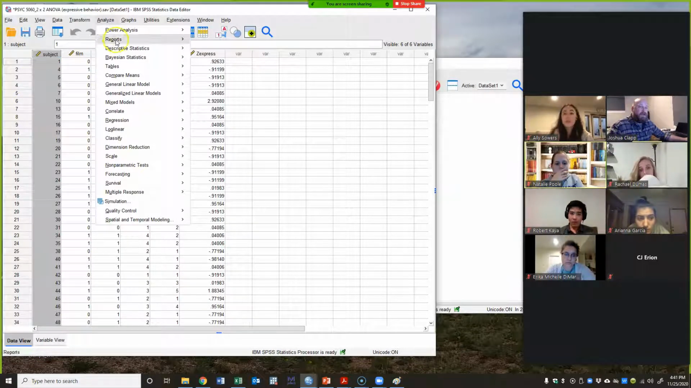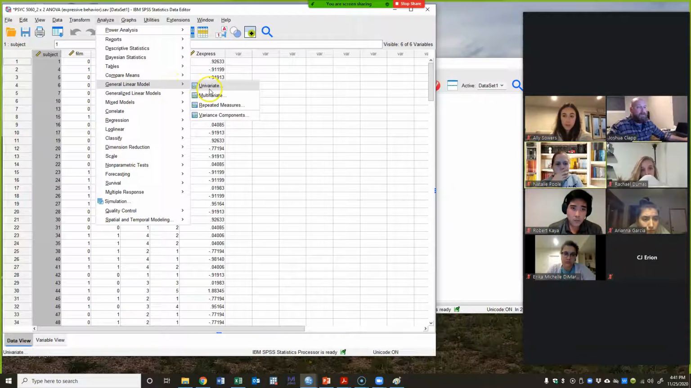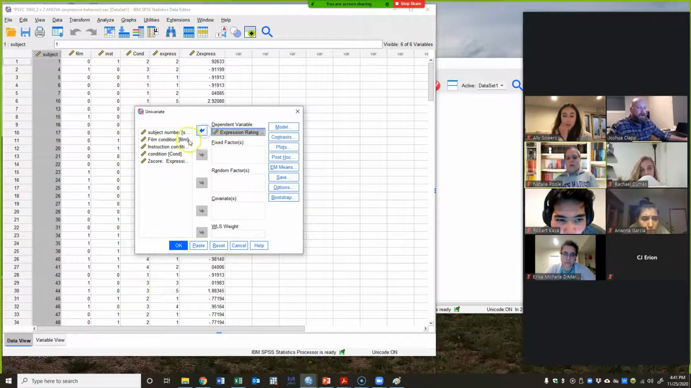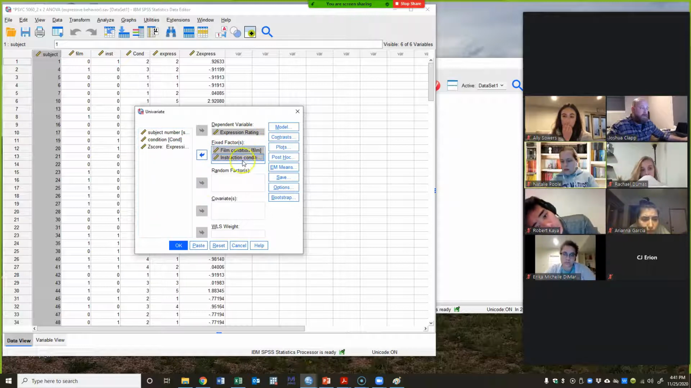I'm going to go to Analyze, General Linear Model, and then Univariate. Okay. I want expression rating to be my dependent variable. My fixed factors are going to be my film condition and my instruction condition. Okay, we put those there, right? I don't have any random factors, so I don't need to worry about that. I don't have any covariates. I don't have any weighting things. So we're all good there.